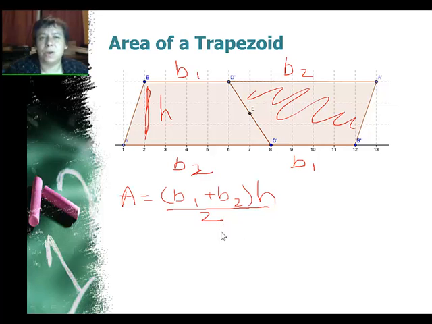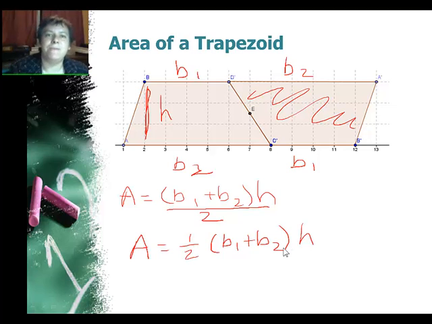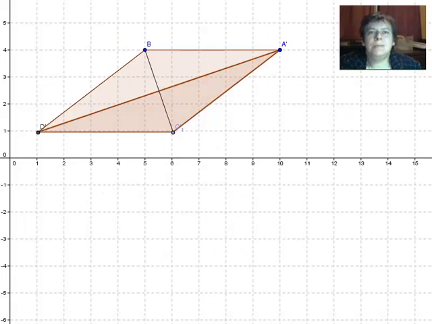In 6th grade, you saw it written in this way. Now you tend to see a fractional 1/2 in front of base 1 plus base 2 times height. And there you have your formula for the area of a trapezoid.